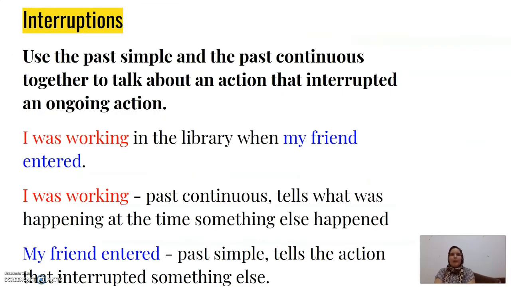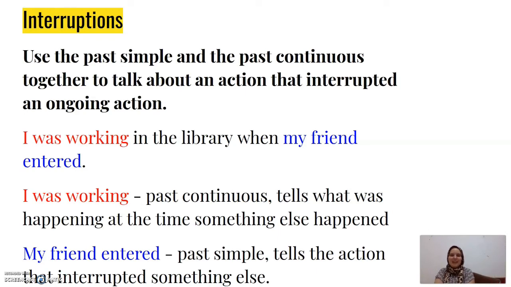Now, one way we can use the past simple and the past continuous together is to talk about an action that interrupted another action that was happening. Look at this example. I was working in the library when my friend entered.